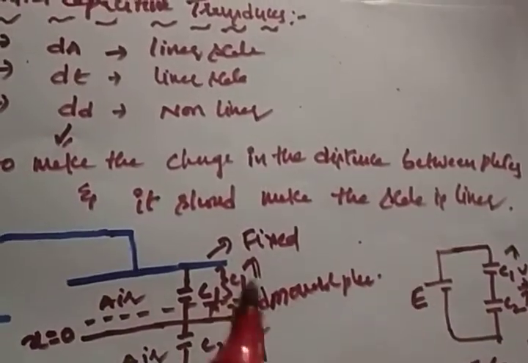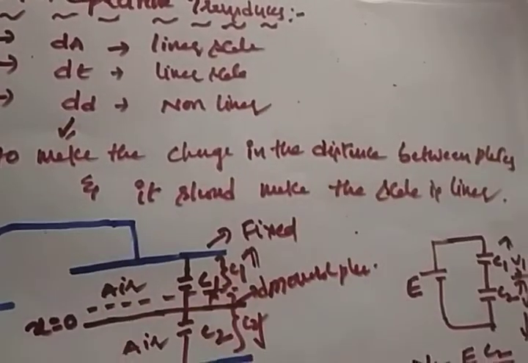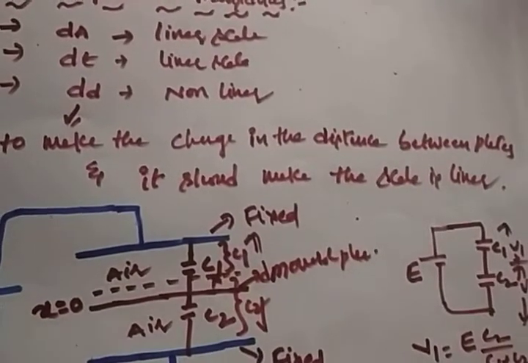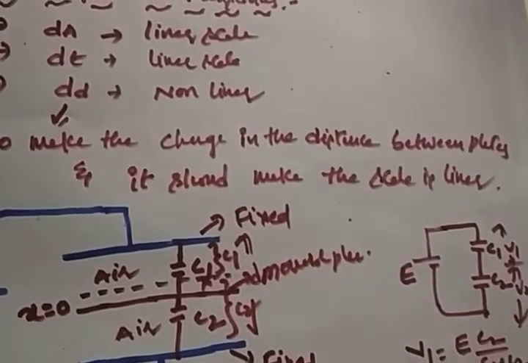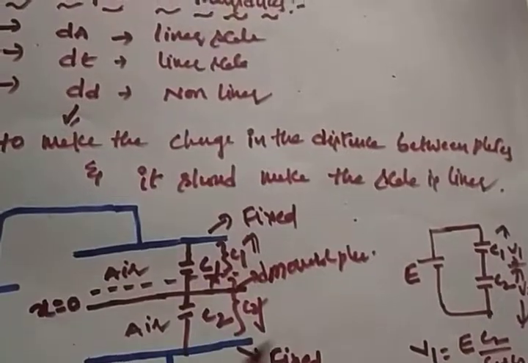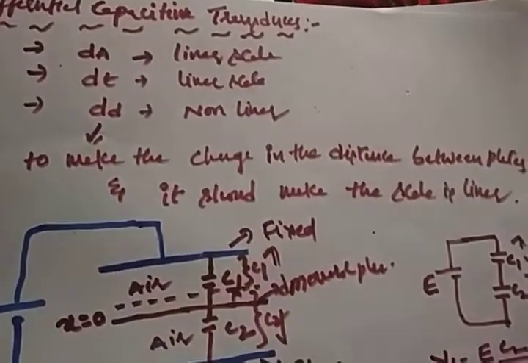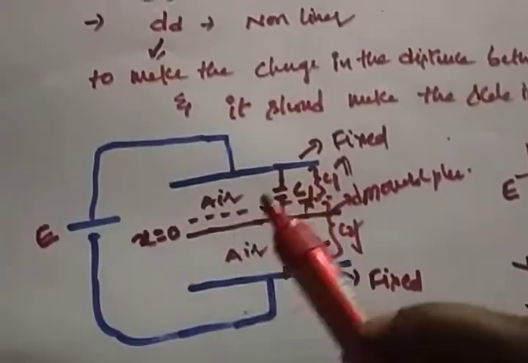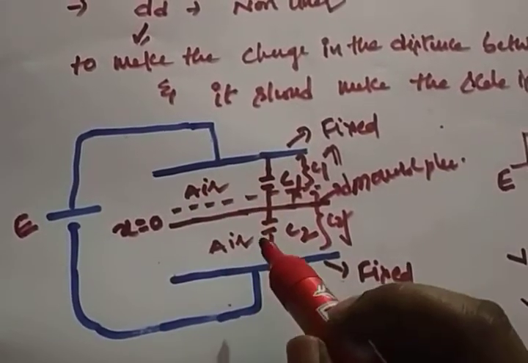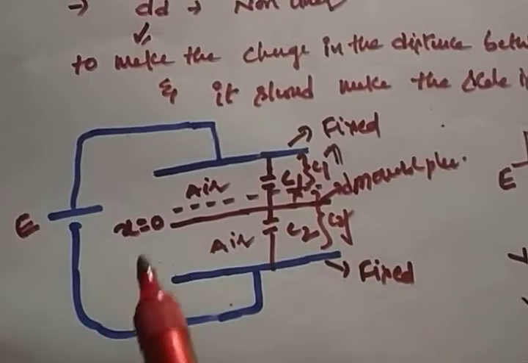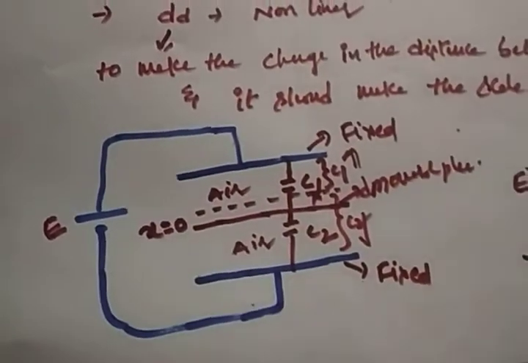When you vary the distance, you are not getting a linear scale. So how can you get it? Definitely you require a linear scale, right? Direct accurate measurement you will get with the help of a linear scale. How can you get the linear scale? You use a differential capacitive transducer, which can make a linear scale. The experimental setup looks like two fixed plates and one movable plate. Externally you are applying the voltage, right?